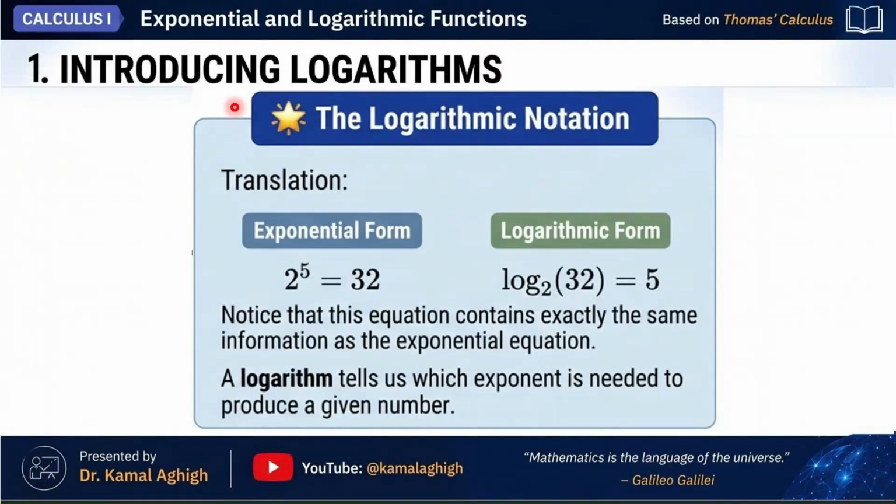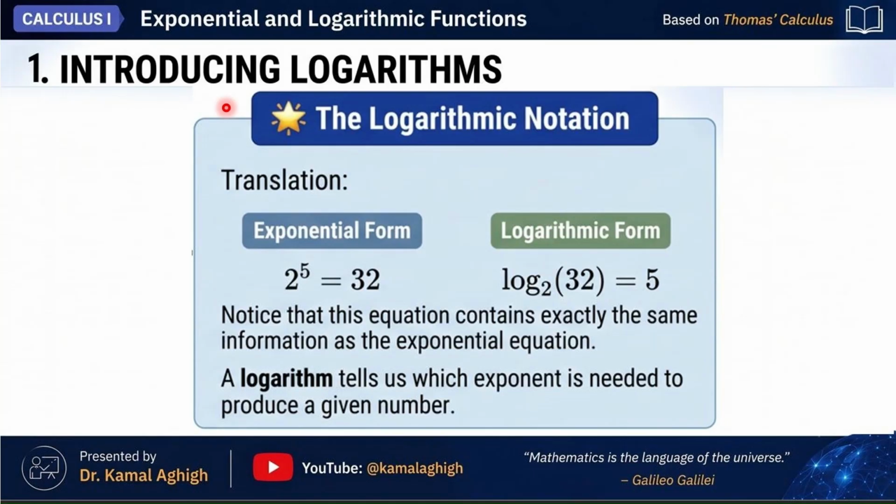Welcome back to our calculus course. In our previous lesson, we studied exponential functions. Today, we continue that discussion by introducing logarithmic functions.